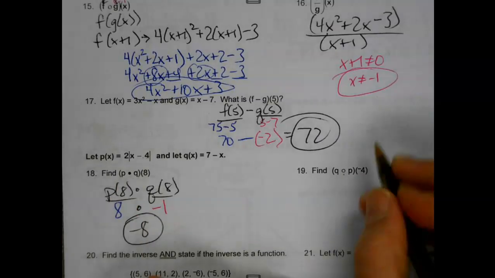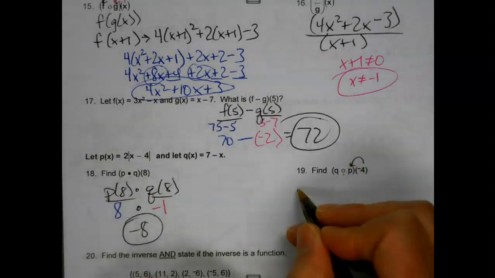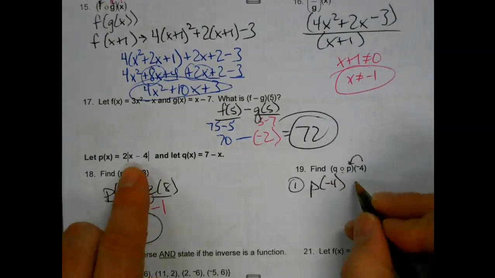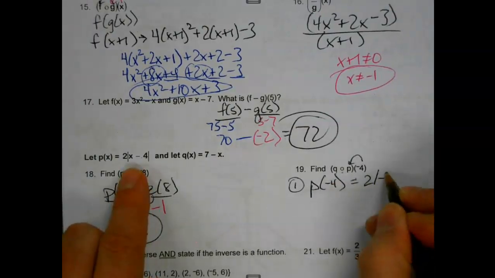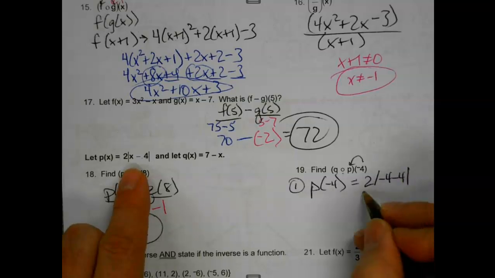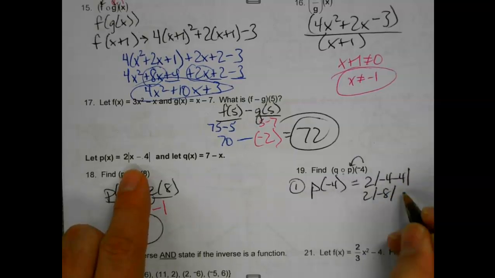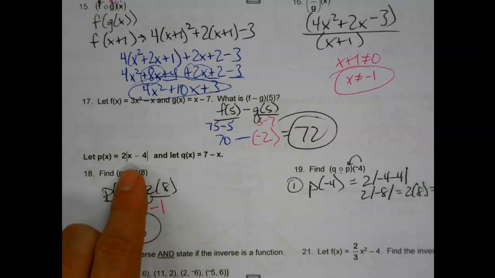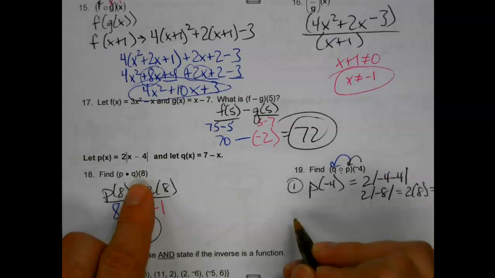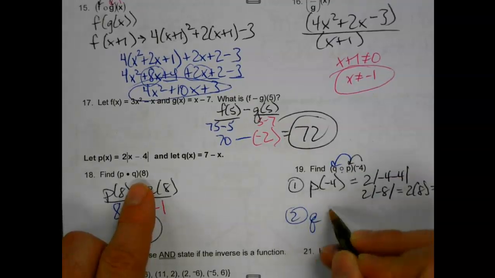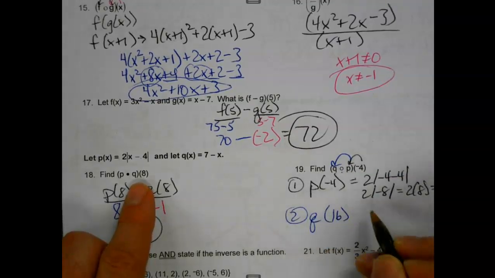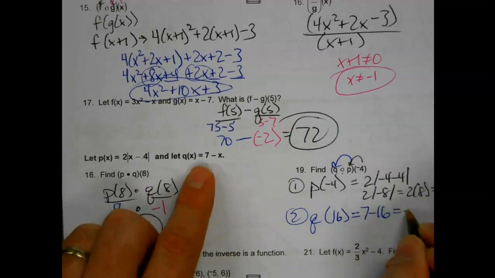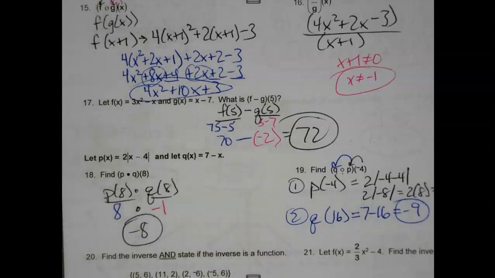But open circle is a composition. So step 1, we're going to plug negative 4 into here. That is absolute value. That is not just a set of parentheses. So this is 2 times positive 8, or 16. And then we're going to plug that answer into Q and get my final solution.